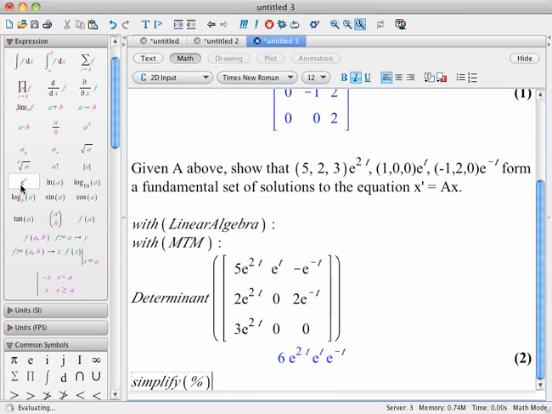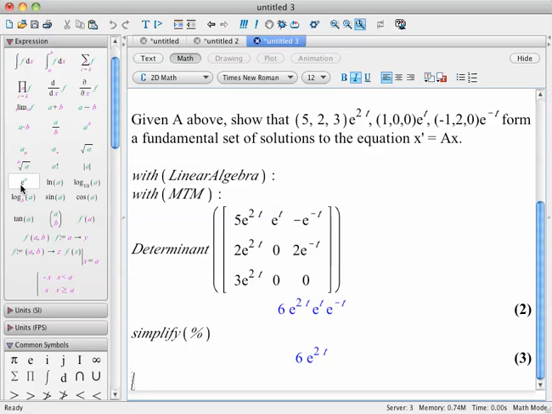Let's do a little bit of simplification. Yay! Note what we have here. We have a quantity that is non-zero. Since it is non-zero, that means that these 3 solutions form a fundamental set. In other words, any solution to this equation is some linear combination of those 3 solutions.